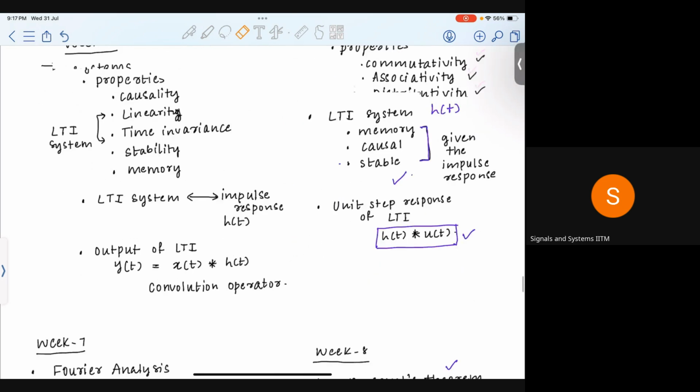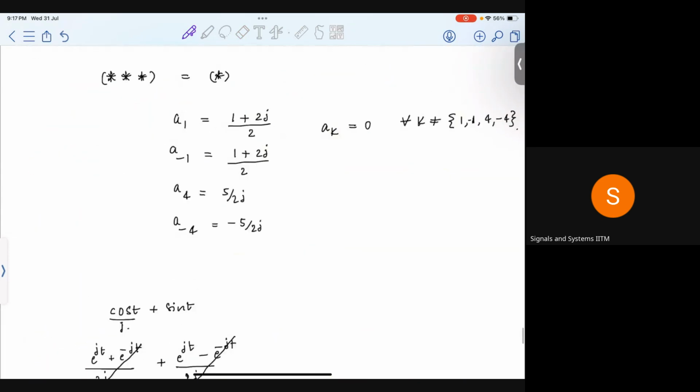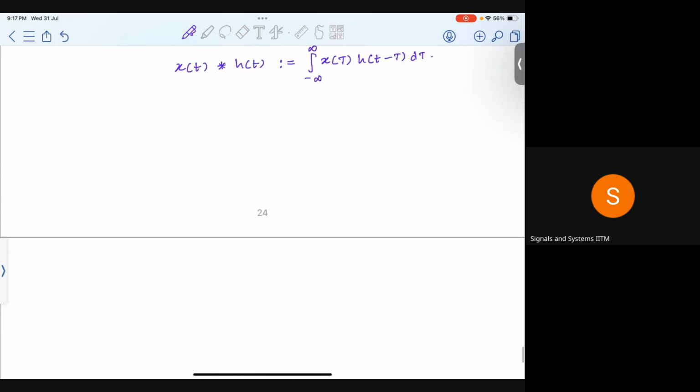Invertibility. All right. So invertibility. What is invertibility? I think we discussed earlier multiple times. An LTI system is invertible if you can come up with an impulse response h inverse of t, then we say the given LTI system is invertible.